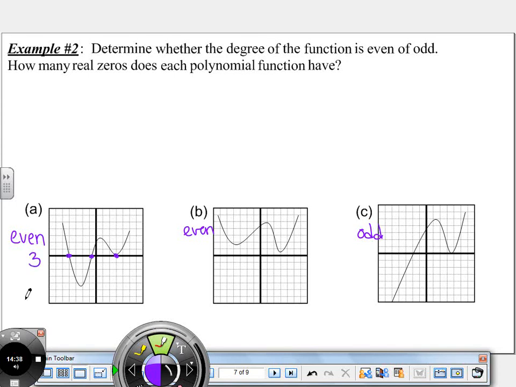So what do you think is the minimum degree this function could be? It has to at least be 4th power because it's even, but we see 3 roots, and we'll talk about why that would happen here.